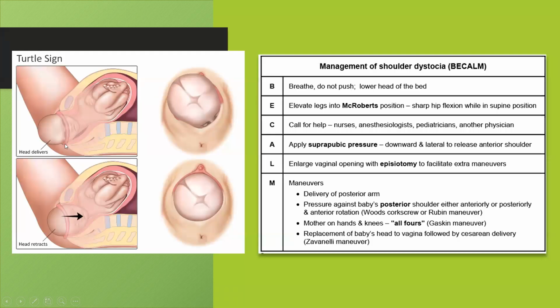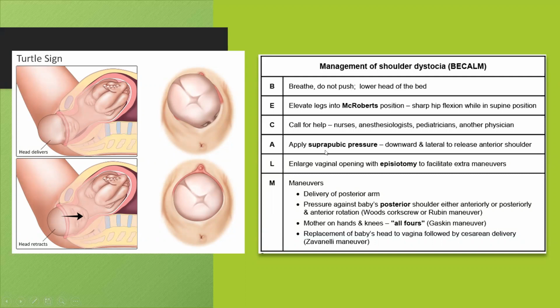Here's that turtle sign that I was talking about. We want to use the acronym Be Calm. We're going to breathe, do not push, lower the head of the bed. These are the actions that we'll take once it's been identified by the provider that there is a shoulder dystocia. Elevate the legs into the McRoberts position. We're going to call for help. This is when we need our other nurses on board, anesthesiologists, maybe another physician if we have to go back to the OR and do abdominal rescue.